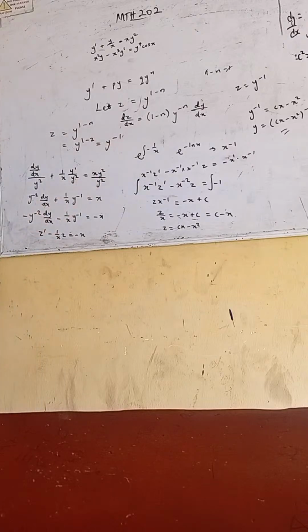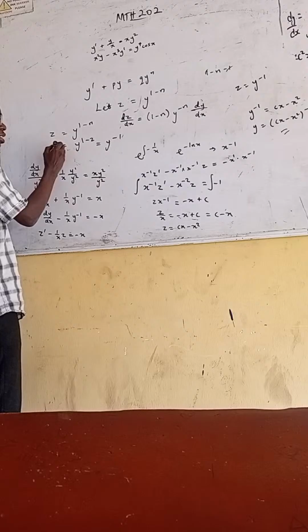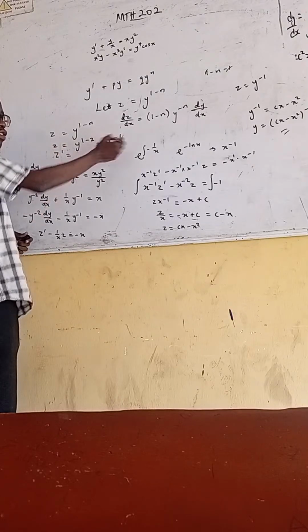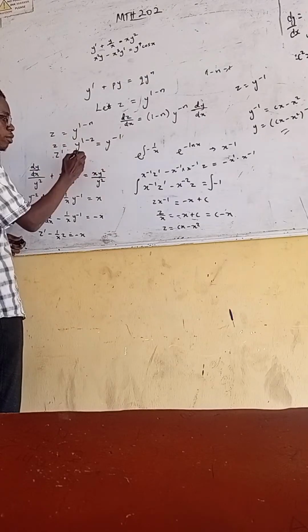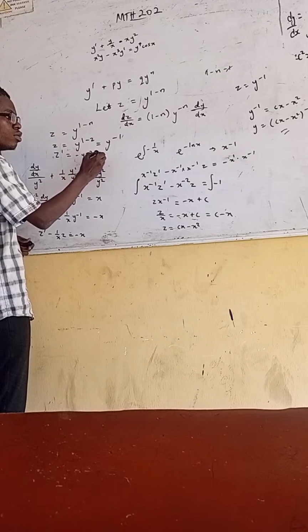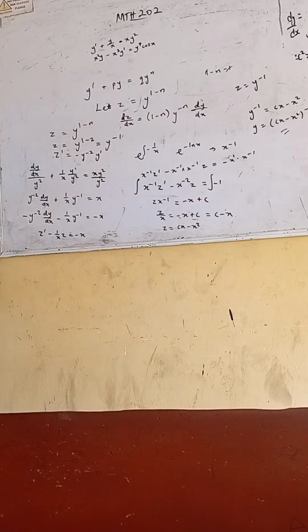Then you now find your dz/dx. z prime equals, you differentiate this, minus will come down: minus y to the minus 2, y prime. You are differentiating it basically. So if you compare it to what is in front of this one, you will see that the minus is missing. So it's this minus that you use to multiply it.